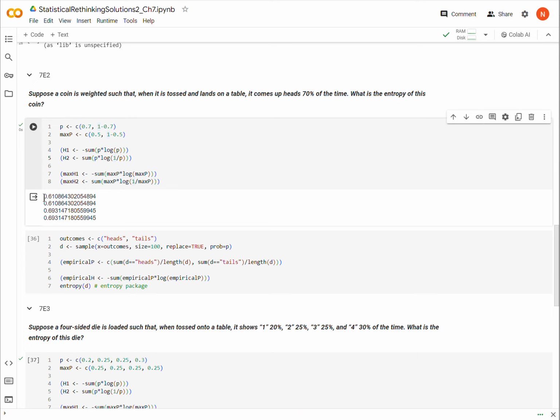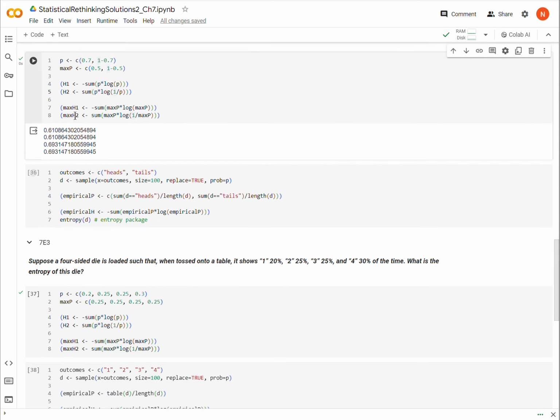If I take these first top two lines, this is the two ways that I calculated the entropy, and you'll notice that they're the same, which they should be. And then here's the maximal entropy if heads and tails were equally probable.